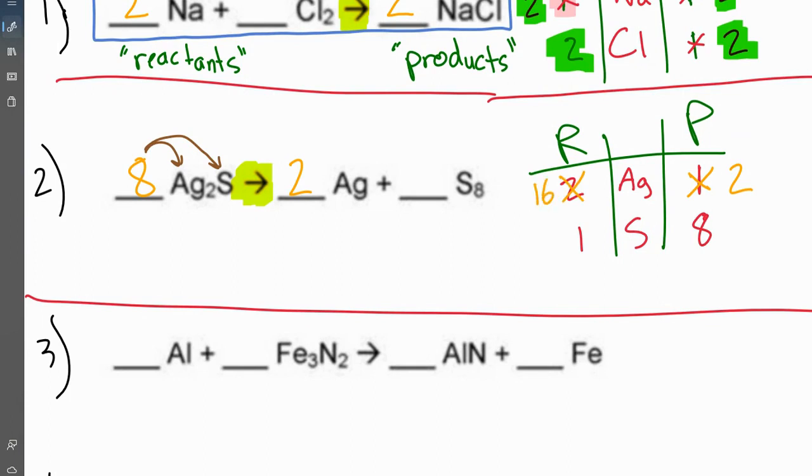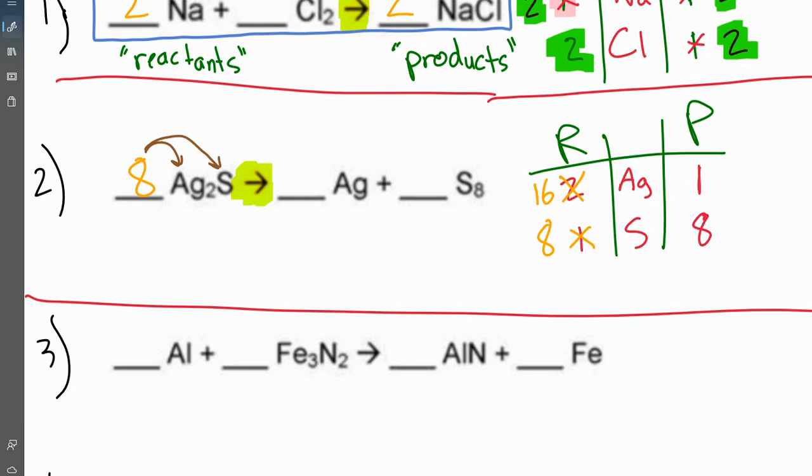Now there are 16 silvers, right? 8 times 2. But then for the sulfur, the S, 8 distributes over there. Now we essentially have 8 of those instead of just the 1. Okay, so now sulfur is good. We have 8 in the reactants and 8 in the products. 8 and 8. So sulfur, we're done. But silver, now we have 16 on the left and 2 on the right. So instead of that 2, let's just go back to 1.